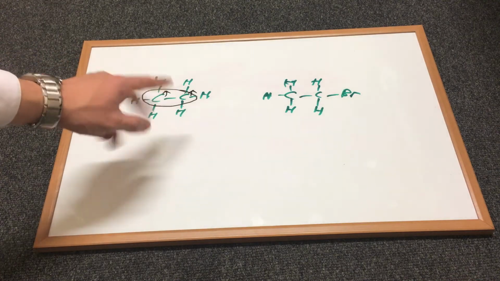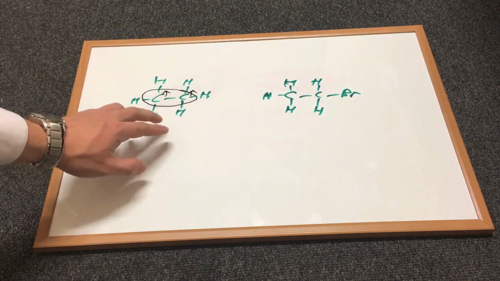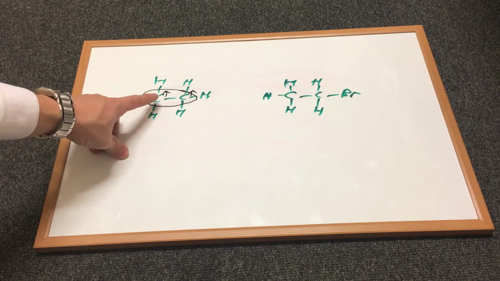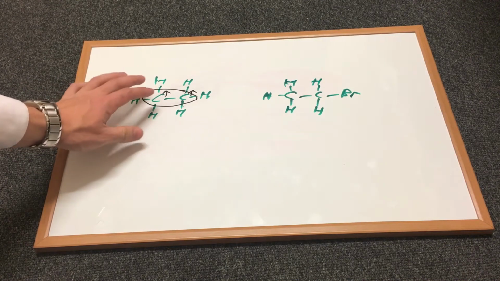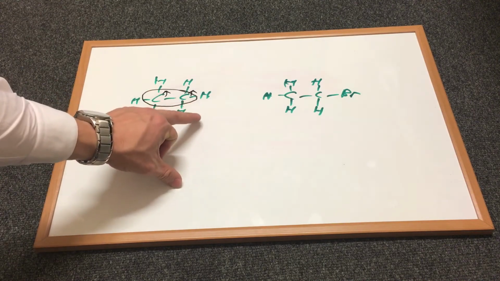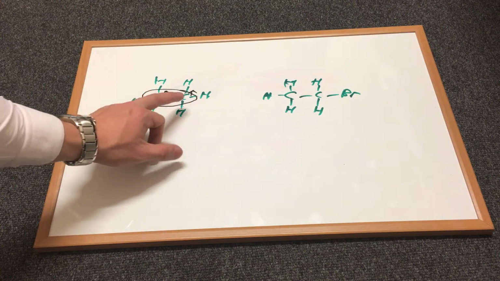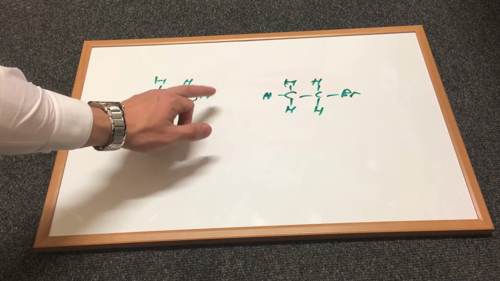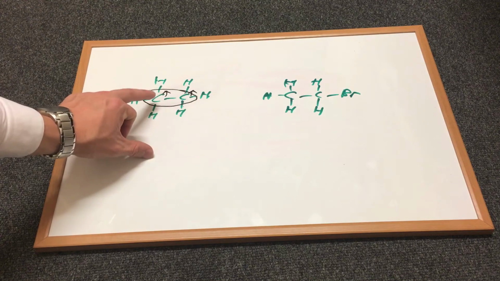Hopefully you can see that there's only one carbon environment in this molecule. This carbon atom here is bonded to 3 hydrogen atoms and a methyl group, and also this carbon atom here is bonded to 3 hydrogen atoms and a methyl group here.